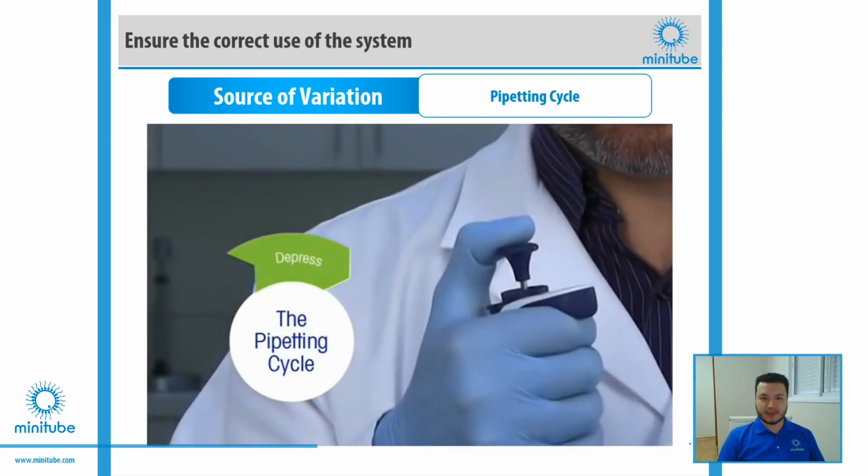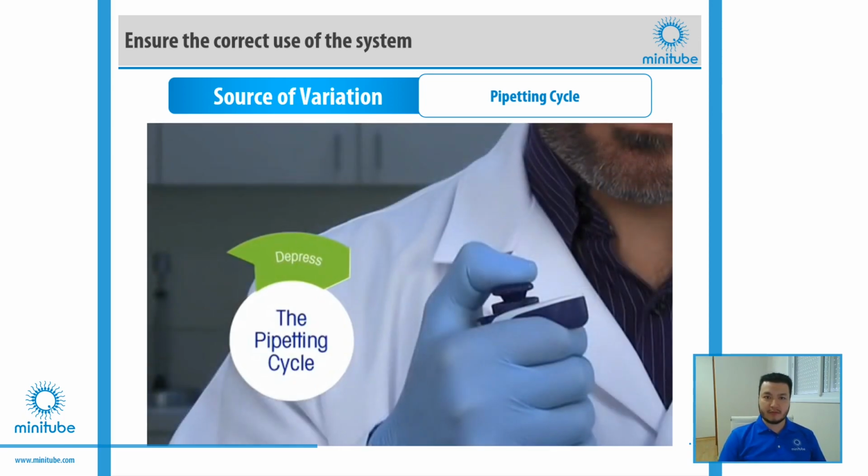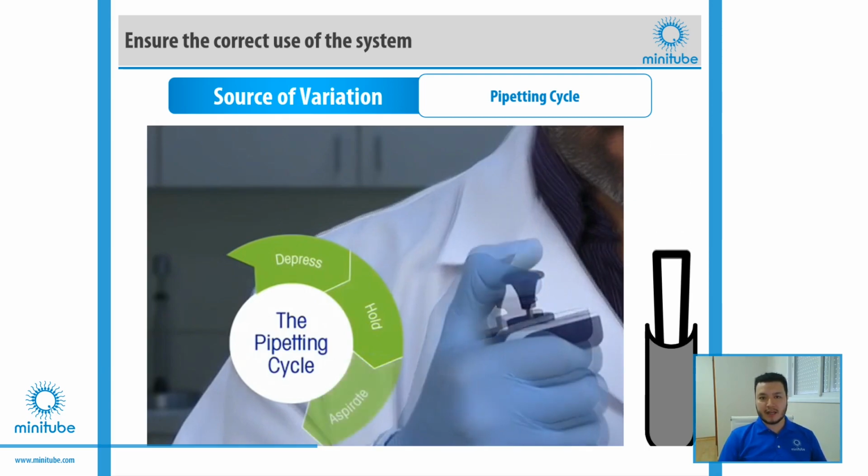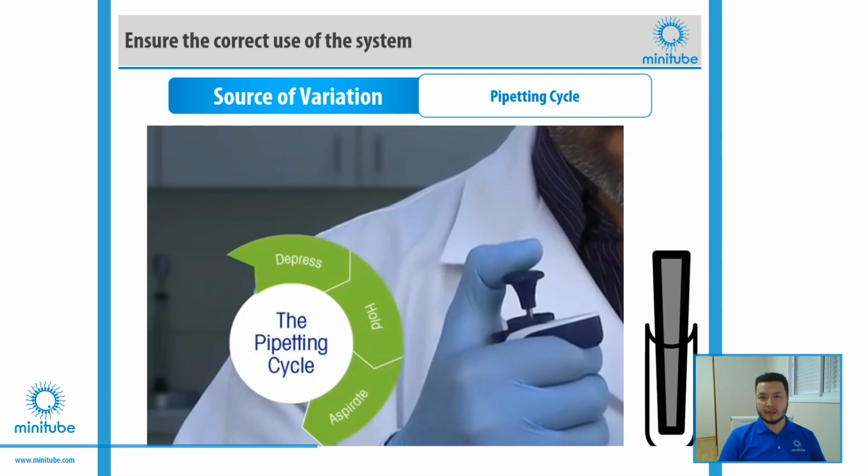Pipetting cycle. The pipetting cycle consists of a 5-step process. First, push down on the plunger button until you feel it reach the first stop, and hold. Now, immerse the pipette tip in the sample, and then aspirate liquid into the tip by slowly releasing the plunger, allowing the plunger to return to its home position.